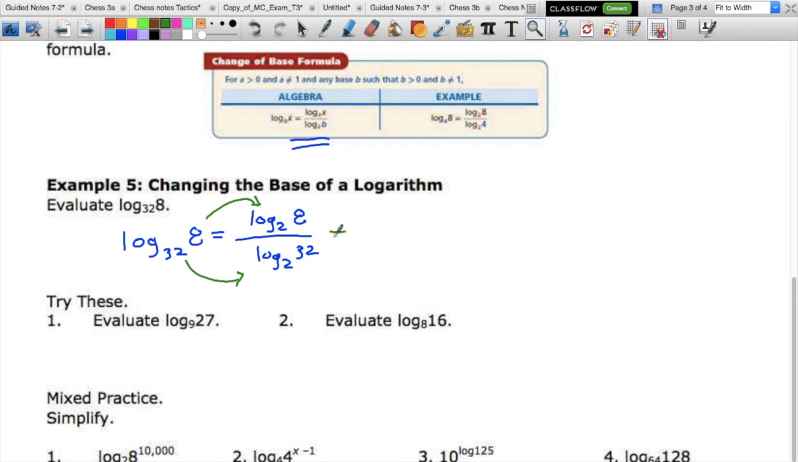And so check this out. 2 to what power is 8? 3. 2 times 2 times 2, that's 8. And 2 to what power is 32? 5. So our answer is 3/5.